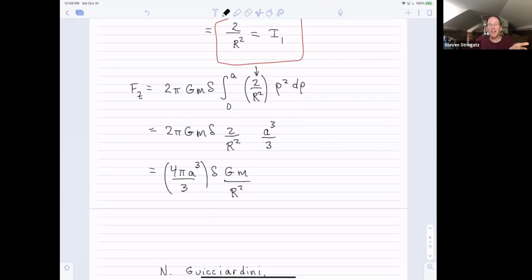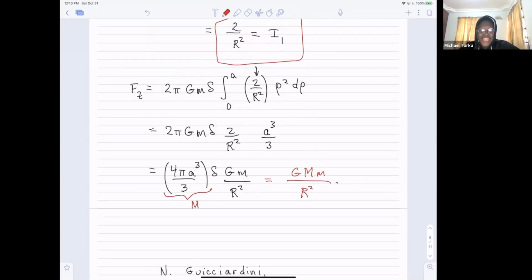So you see it now, right? 4 pi a cubed over 3 is the volume of the sphere. Times delta, it's a homogeneous sphere. That is the mass of the sphere. In other words, that's big M. Bingo. That is as if all the mass of the sun were concentrated at the center, just as a point particle. So how about it? I love it. Good, and it worked. So thank you for the help.